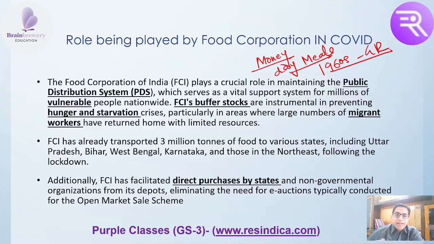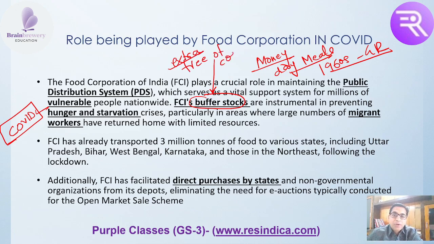At the same time, FCI also has to maintain a buffer stock in order to prevent hunger and starvation. You know, during the COVID-19 pandemic, and we will be doing this topic again, FCI had to utilize its buffer stock in order to provide extra food grain free of cost. Because we had a good buffer stock, we were able to send it to the people during COVID-19. As you all know, during that time migrant workers were returning home and didn't have any resources properly. So the FCI buffer stock came into support.